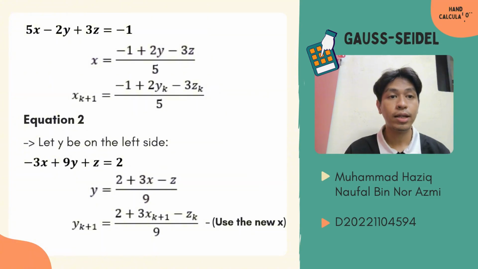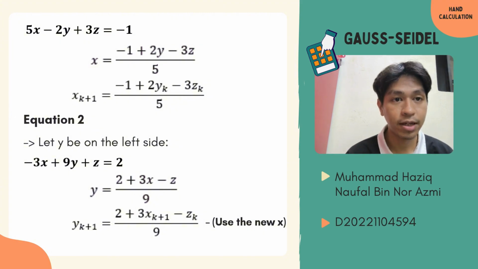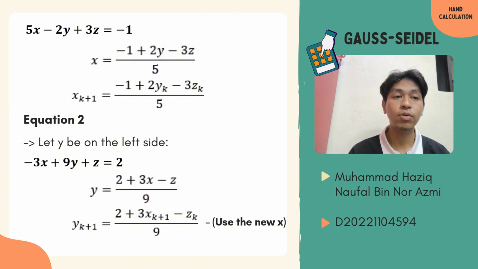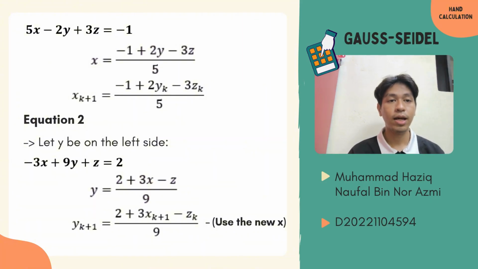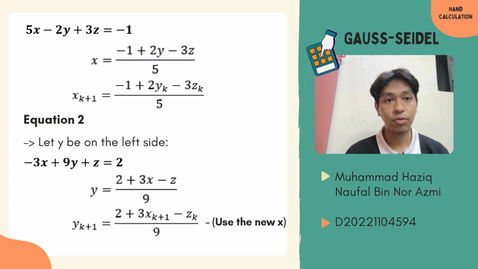Then we let x be the k plus 1 term, and y and z in the k term. For the second equation, we let y be on the left side using the separable method, and y will become y equals 2 plus 3x minus z over 9. And same goes with y. We let y be the k plus 1 term, and for x we use the new x, which is the one we got earlier, and z in the k term.